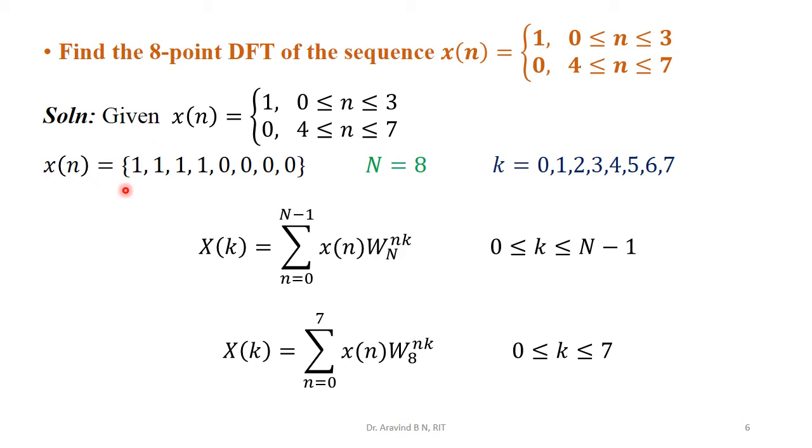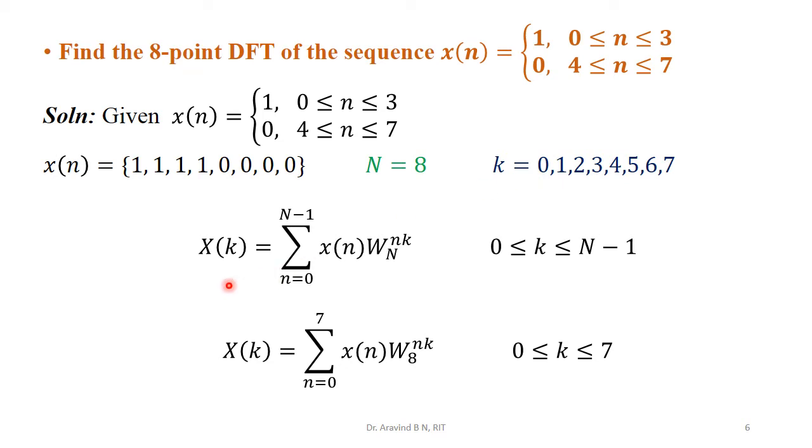So x of n will have the sequence 1 1 1 1, the first 4 values as 1, then 0 0 0 0, the last 4 values as 0. So in total we have 8 points. 8 values, we call it 8 points. So the length of the sequence, capital N, is equal to 8. We need to calculate the DFT at the points k equal to 0, 1, 2 up to 7. For each value of k, we need to make the calculation.